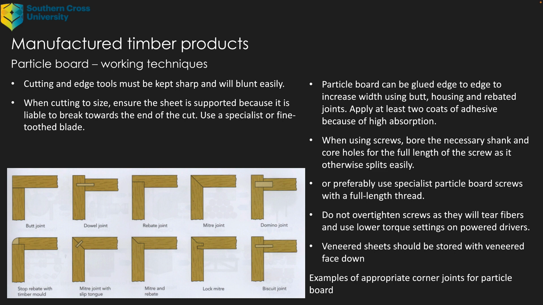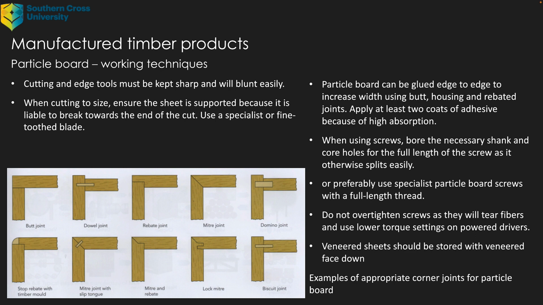So particle board can be glued edge to edge to increase width using butt joints, housing, and rebated joints. Apply at least 2 coats of adhesive because of high absorption. So it does actually absorb a lot of glue.